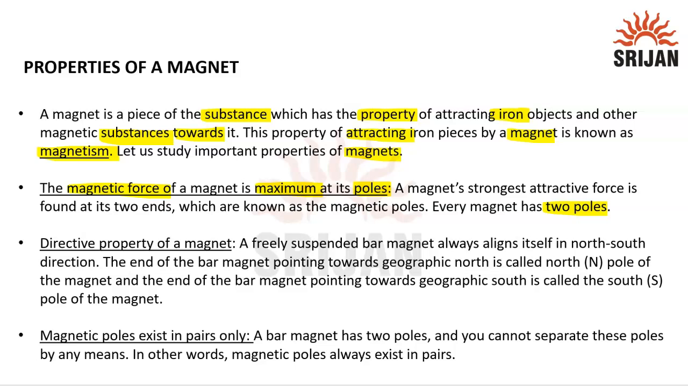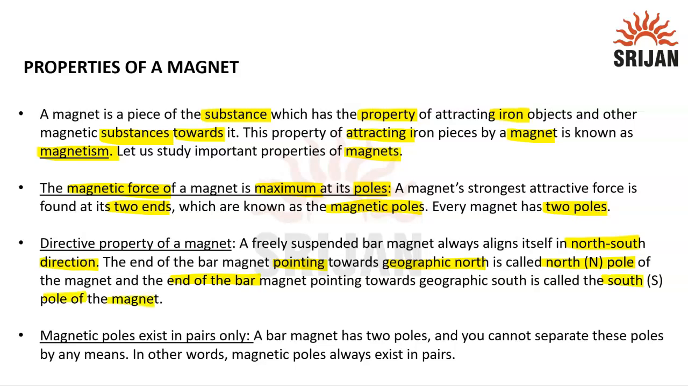A magnet's strongest attractive force is found at its two ends, which are known as magnetic poles. Every magnet has two poles. One is called south and the other is called north. Now, the directive property of a magnet: suspending a magnet through a thread, it will always align itself in the north-south direction. The end of the bar magnet pointing towards geographic north is called the north pole of the magnet, and the end of the bar magnet which is pointing towards geographic south of our earth is called the south pole of the magnet.